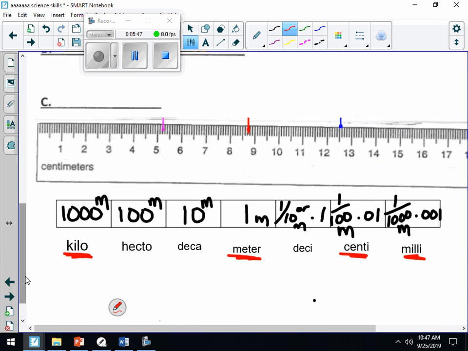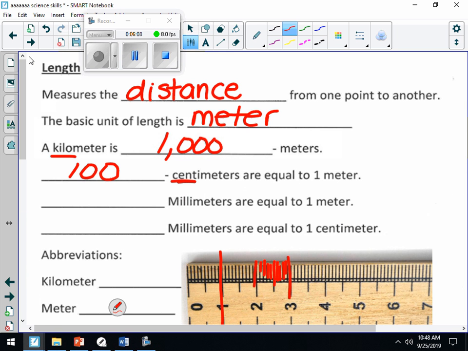1 meter is equal to... 1/10 of a meter is a deci. 1/100th of a meter is a centi. Catherine, thousandths of a meter is a milli. So if I want these to equal each other, how many millimeters do I need to make a meter? 1,000. Good job, girlfriend. 1,000 millimeters. How many millimeters are in a centimeter, Joseph?